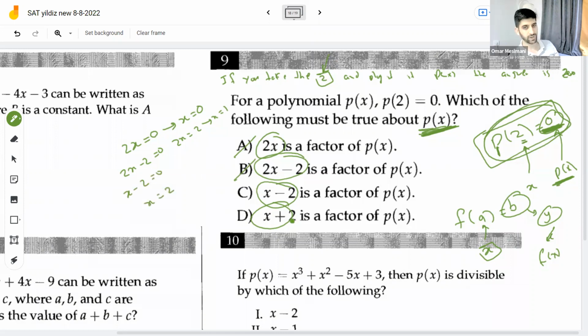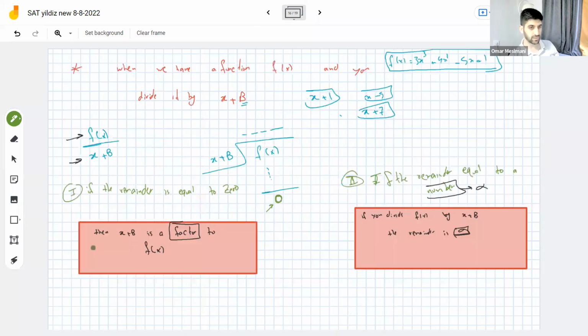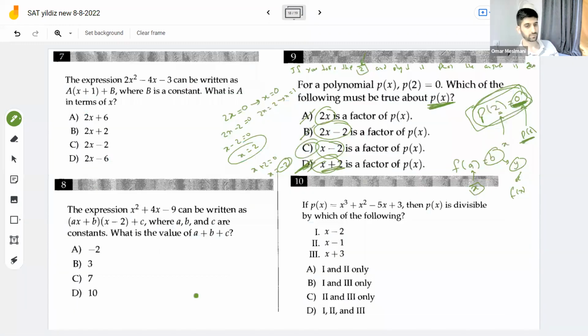Yes, correct. And if you take this one, x plus 2 equals 0, it means that x equals minus 2. Incorrect. So depending on this understanding, when you plug it in and the remainder is 0, what do we call it? We call it a factor. So that's how you solve it.